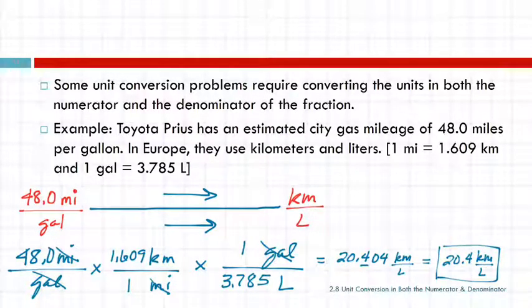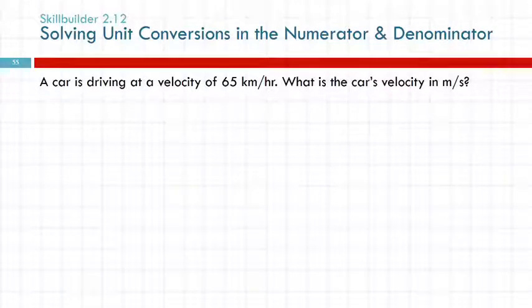It's all about the units, putting the units together so that they cancel out. It takes some practice. You're going to make some mistakes. And we're going to do some worksheets in lab today that hopefully will help it become clear in your mind. One more example of this one. A car is driving at a velocity of 65 kilometers per hour. What's the car's velocity in meters per second?